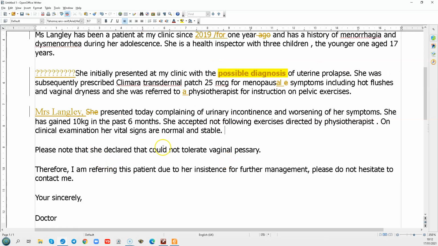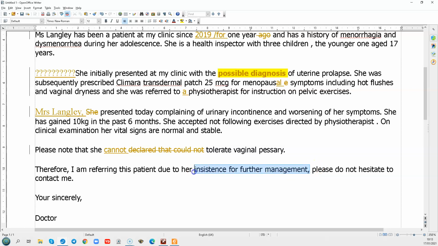Please note that she declared she could not. Please note she cannot tolerate, or is unable to tolerate, a vaginal pessary. Therefore, are you writing an essay? Therefore, in view of the above, or simply, I would appreciate it if you could manage this patient. I would be grateful if you could. Something such as that. Referring this patient due to her insistence for further management.